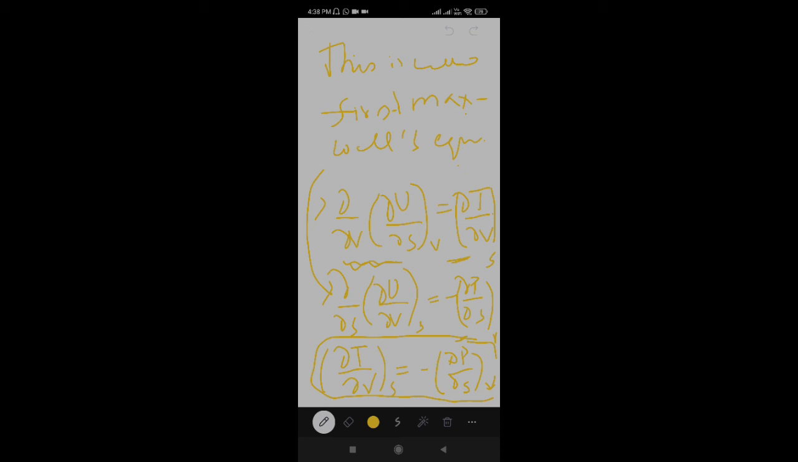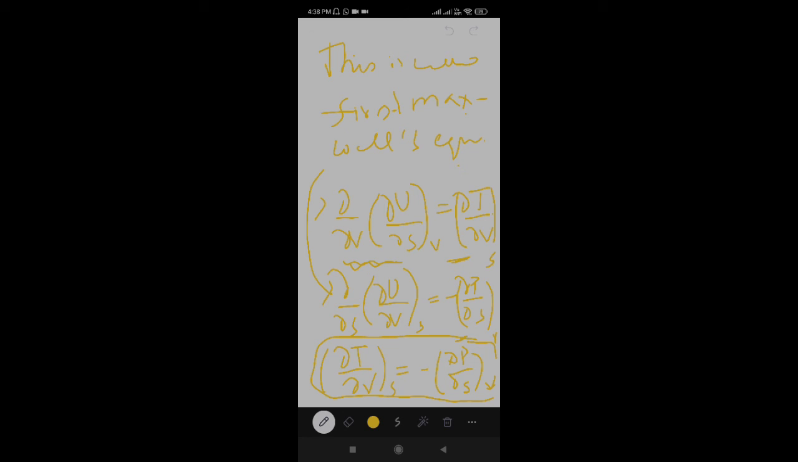On one side the index is S, on the other side the index is V. This is Maxwell's first relation, the first equation.